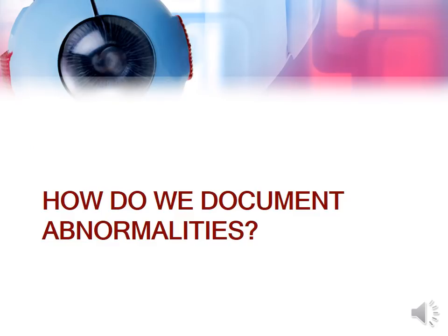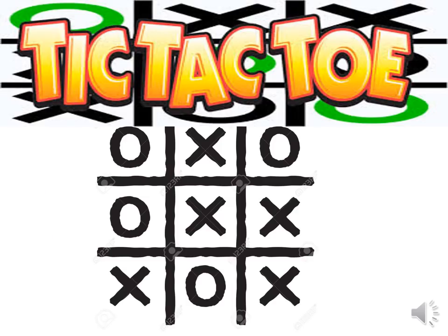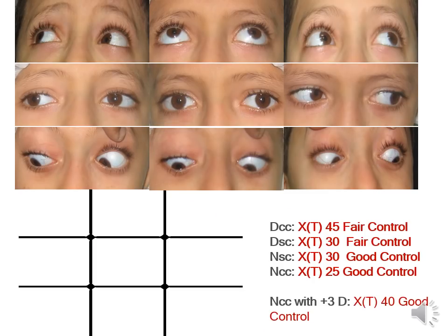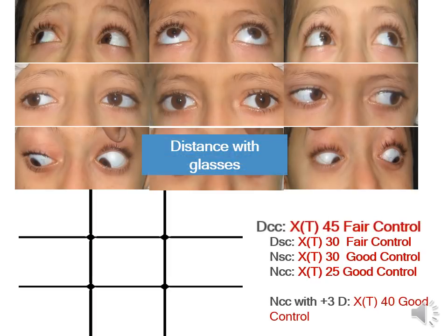So finally, how are you going to document these abnormalities? The angle of deviation is written down in the tic-tac-toe plot, which has 9 spaces to allow writing the angle of deviation in each position of gaze. The angle of deviation is measured in the primary position, at first for distance with glasses. This is the most important angle and is usually written in the center square of the tic-tac-toe plot.